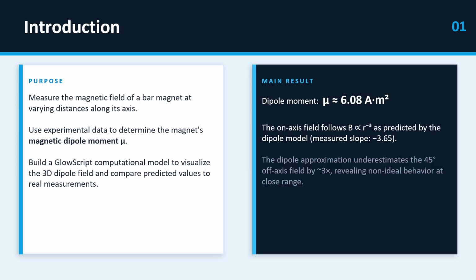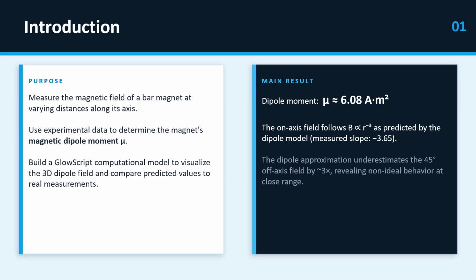Let's get into it. So the purpose of this lab is to find out the magnetic dipole moment of the bar magnet, and we did that by measuring the magnetic field at the phone at different distances from the bar magnets. Afterwards, we built a GlowScript computational model to, first of all, visualize the fields and also compare predicted results, the computation results, with the actual measurements.